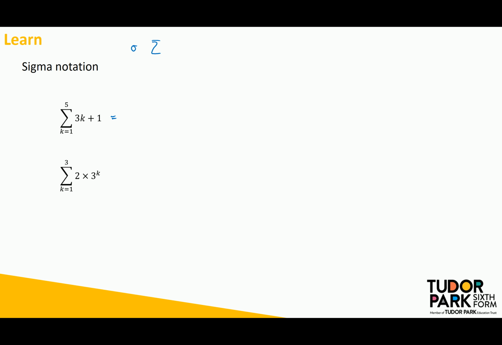So we say, well, k is 1. That would become 3 times 1, which is 3, plus 1, which is 4. Plus the next term when k is 2, this becomes 7. When k is 3, this becomes 10. When k is 4, this becomes 13. And when k is 5, this becomes 16. So another way of writing this down is to write it out in its longer format, I suppose, as this. And the answer to this would then just be 50.